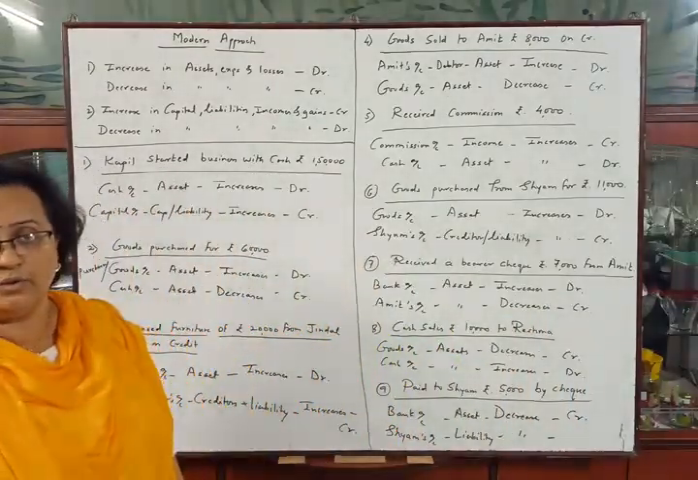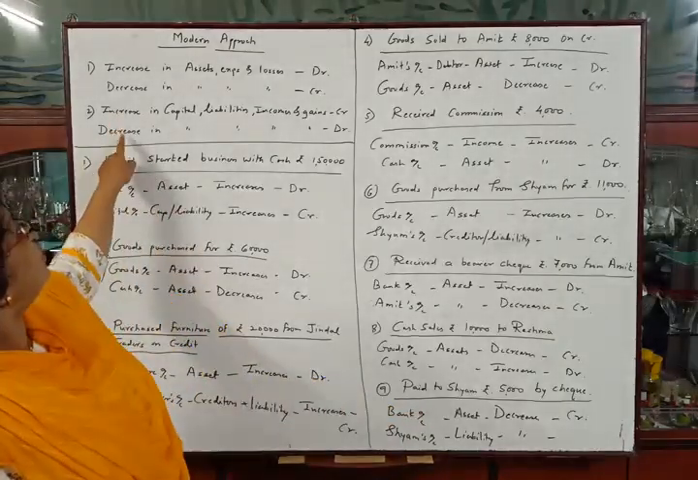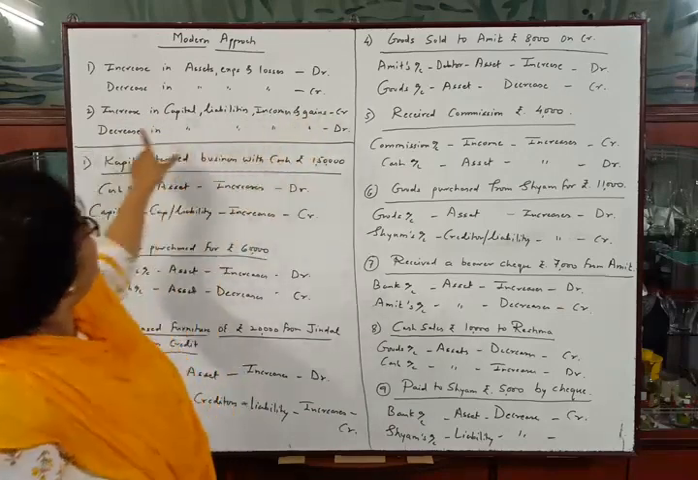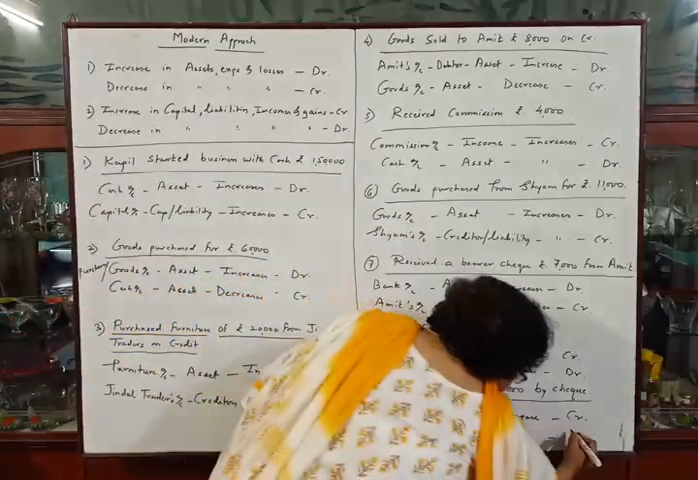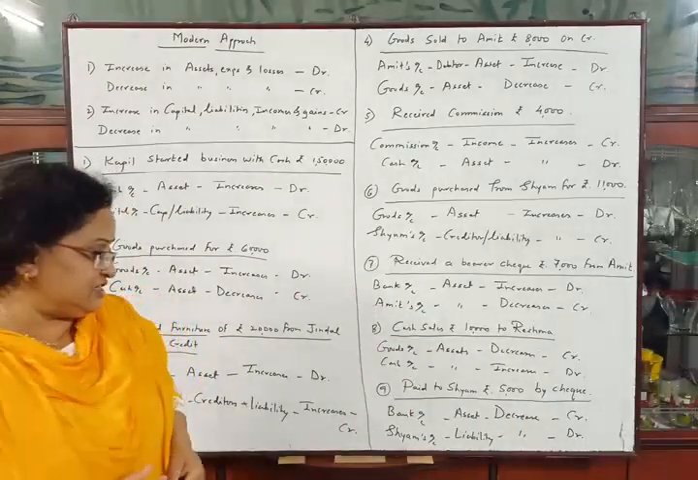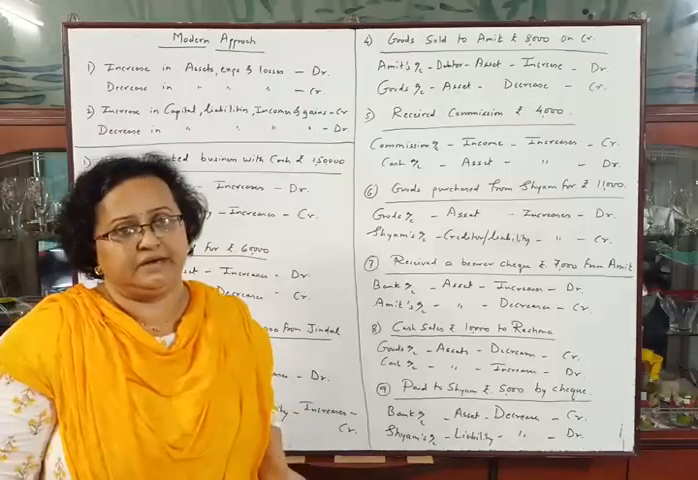And then Sham's account liability, there is decrease in liability. They told us in second sentence that increase in liability credit and decrease in liability should be debited. So Sham's account should be debited. So in this transaction, bank account is credited and Sham's account is debited.